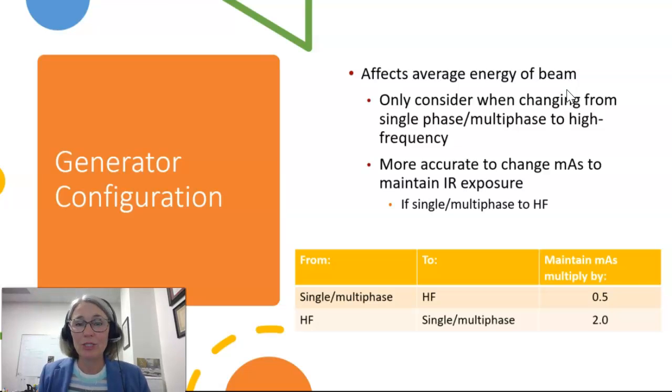I used to shoot a hand at 55 at like 8. I mean, I was on a single phase. So yeah, it was crazy. So we shoot it at 4. That makes sense, right? If we're on a high frequency generator, you shoot it at 4.